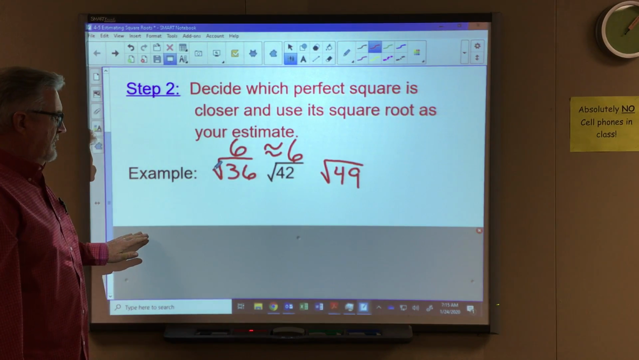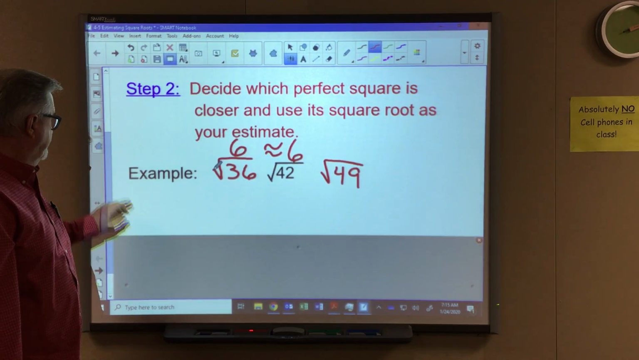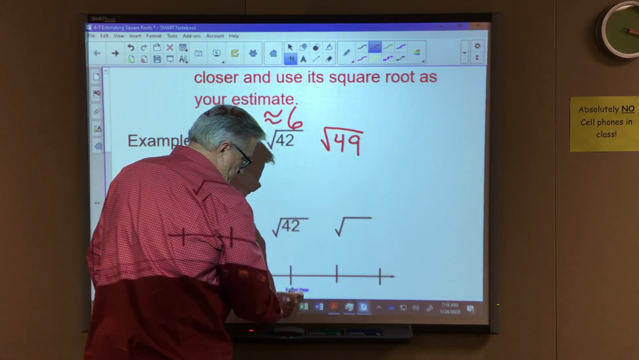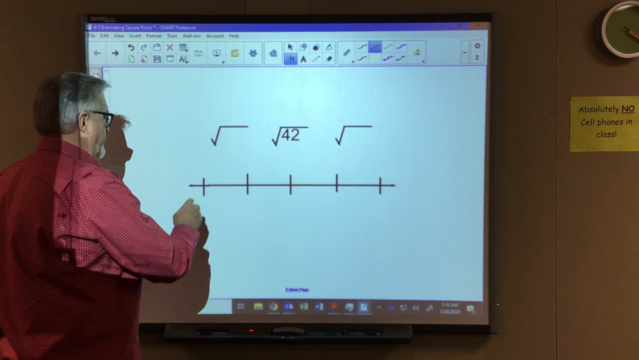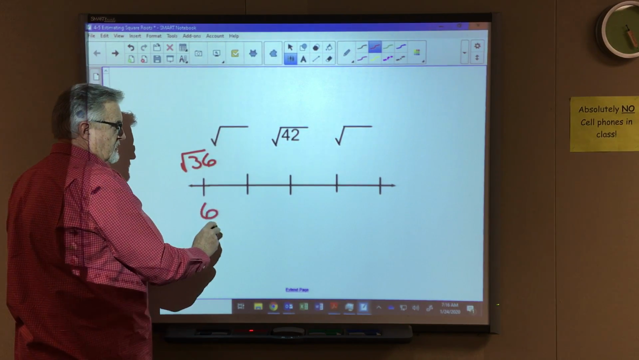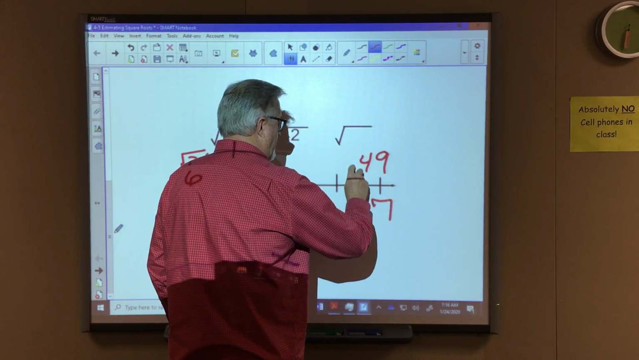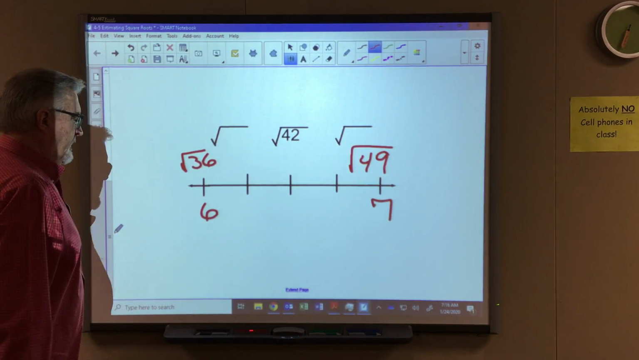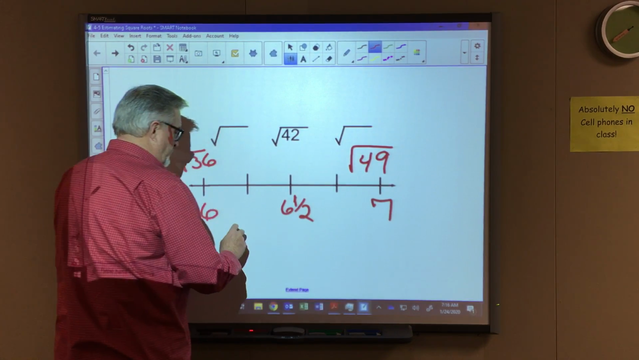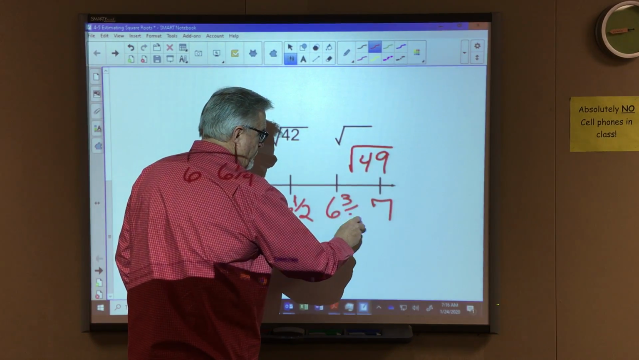Okay? Well, let's take a look at it on our number line. Got a number line down here. Let's see where that would fall. If we have the square root of 36 down here, which is 6, and we've got the square root of 49 over here, which is 7, okay? And halfway in here would be what, 6 and a half? Or, 6 and a half. And we would have 6 and 1/4. And we would have 6 and 3/4.